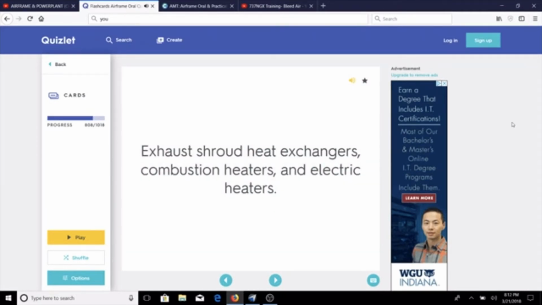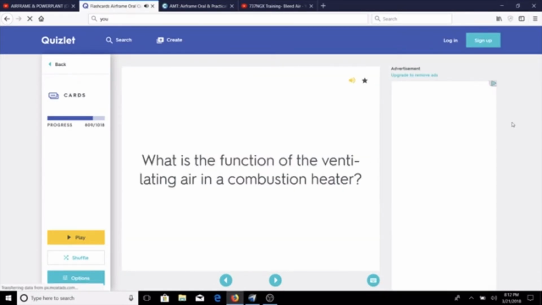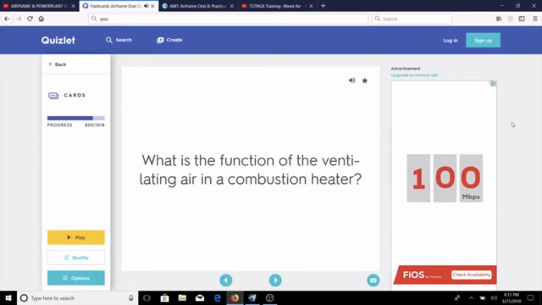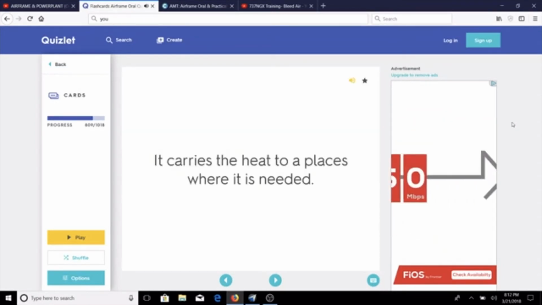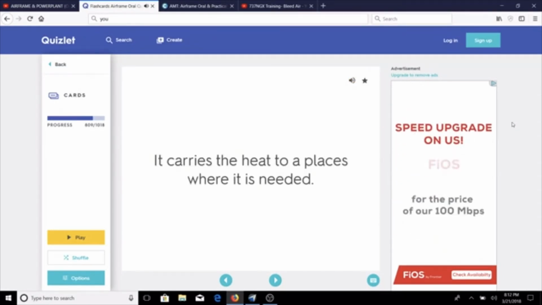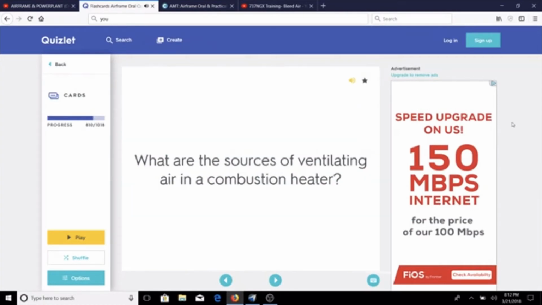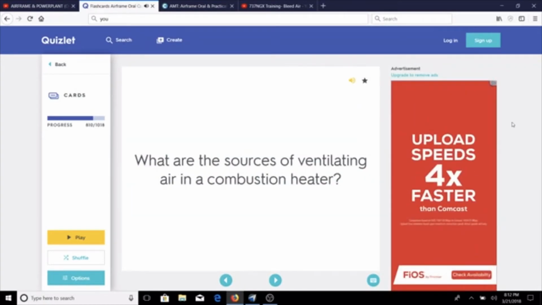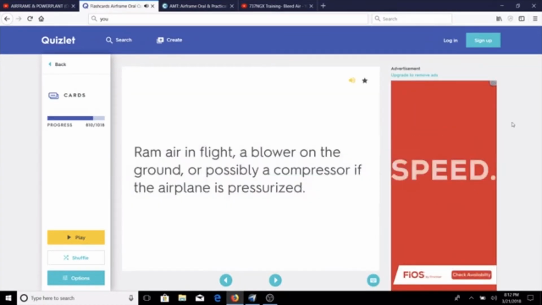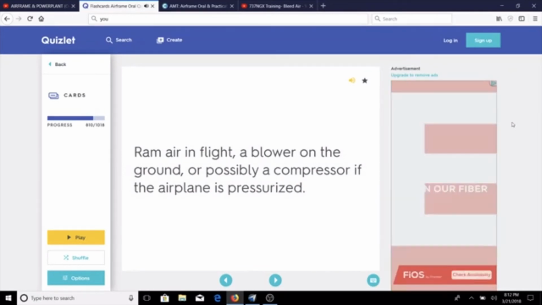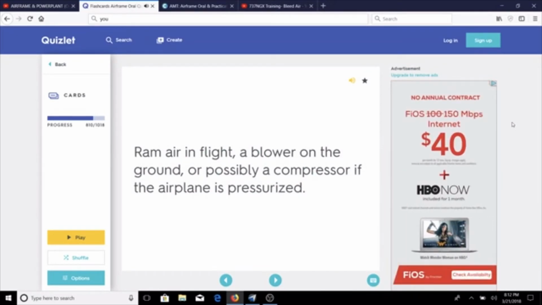Exhaust shroud heat exchangers, combustion heaters, and electric heaters. What is the function of the ventilating air in a combustion heater? It carries the heat to places where it is needed. What are the sources of ventilating air in a combustion heater? Ram air in flight, a blower on the ground, or possibly a compressor if the airplane is pressurized.